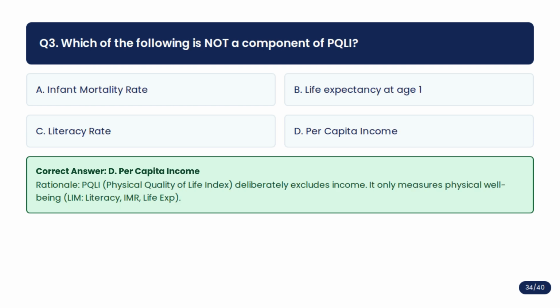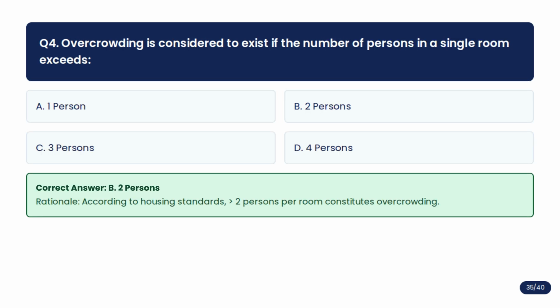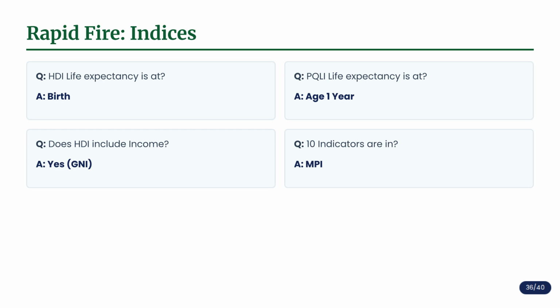The key dynamic factor in the Kuppuswamy scale that changes frequently due to inflation is per capita income. Overcrowding in one room is defined as more than 2 persons. Reviewing the indices, HDI life expectancy is at birth, while PQLI uses life expectancy at age 1. HDI includes income, and MPI includes 10 indicators.